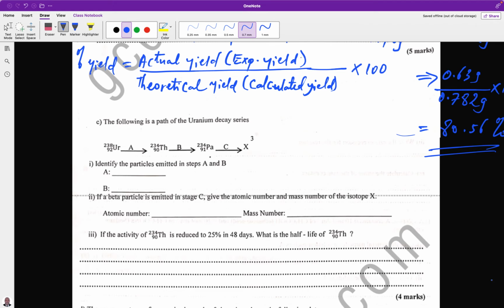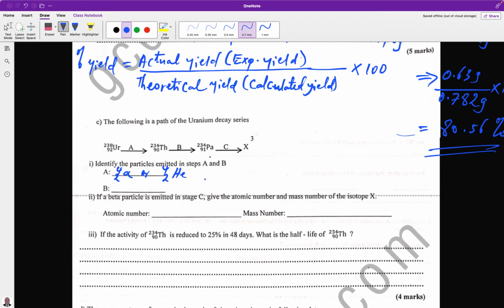Okay, it's very simple. Here you have the atomic number that has decreased by 2, and the mass number has decreased by 4. In that case, it's an alpha particle or a helium particle. A is an alpha particle. You can either write it as 4, 2, or write it as 4 helium. The alpha particle or the helium.